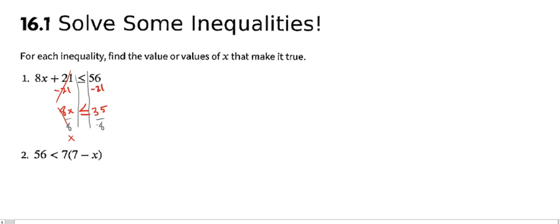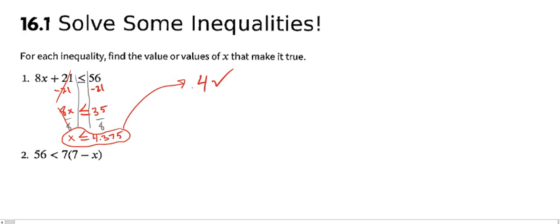35 divided by 8, though, that doesn't divide nicely, does it? I think, according to my calculator, that gives us 4.375. Now the sign stays the same because we didn't divide by a negative, but yeah, this is our answer here. Even though it's a decimal, that's fine. Think about what that means, though. What's a number that's less than 4.375? Well, 4 is. 4 would be a solution.